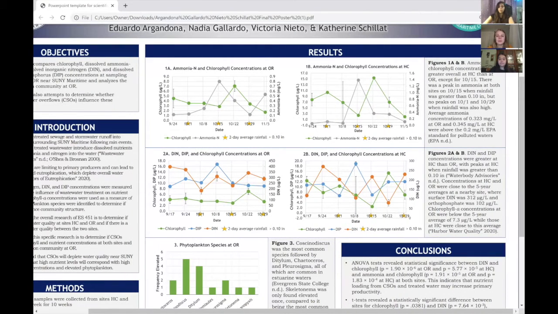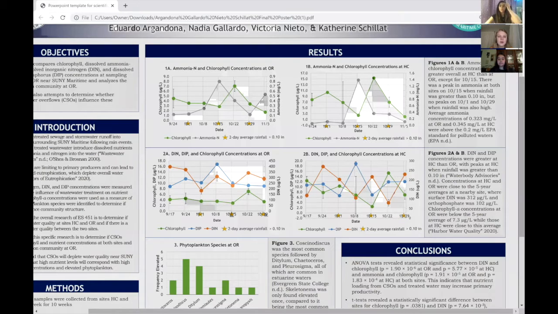Comparing 1A and 1B, chlorophyll concentrations were greater overall at HC, where they range from 1.93 to 15.35 micrograms per liter, than at OR, where they range from 1.68 to 7.05 micrograms per liter. Meanwhile, the average ammonia nitrogen concentrations were similar at both sites: 0.23 milligrams per liter at OR and 0.345 milligrams per liter at HC.